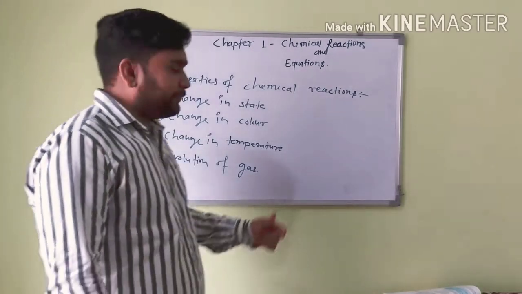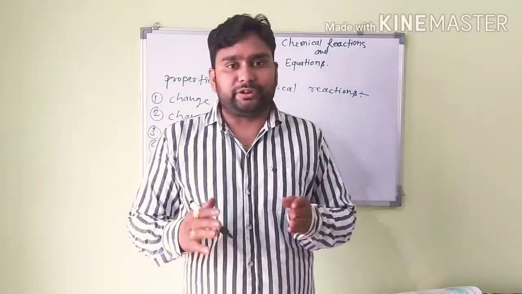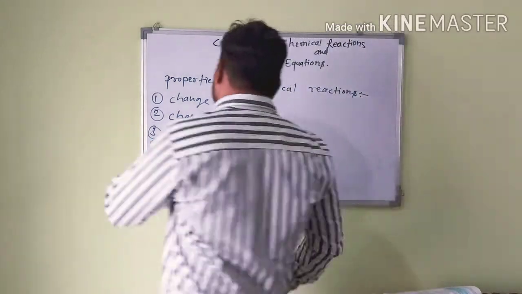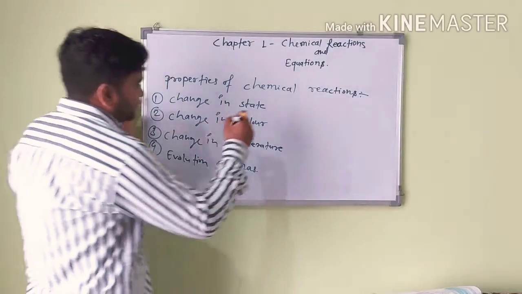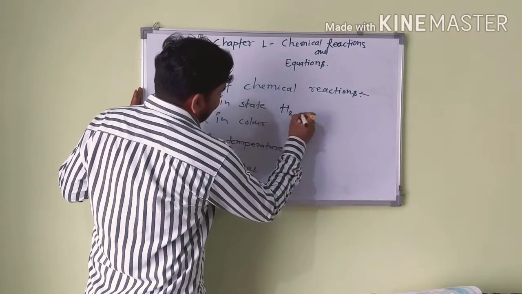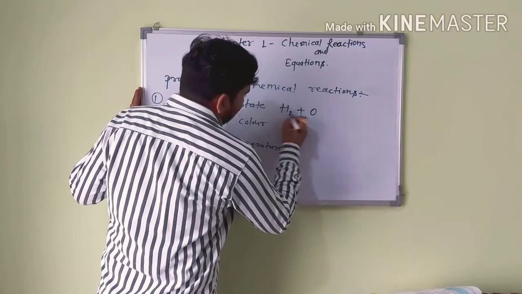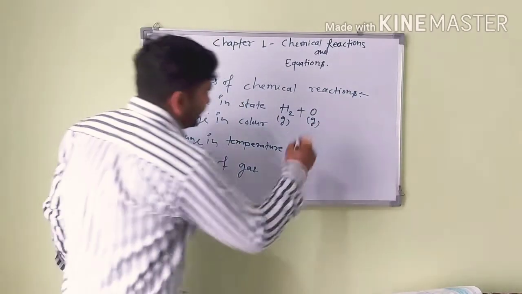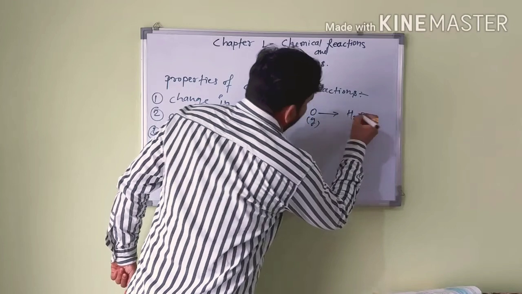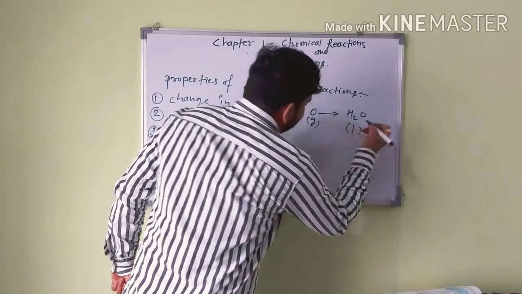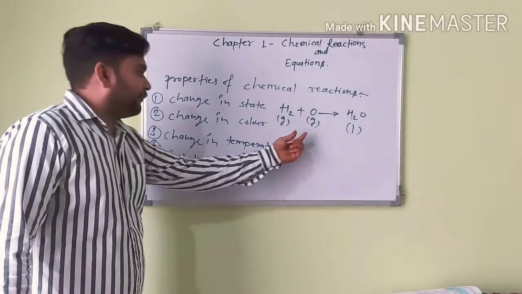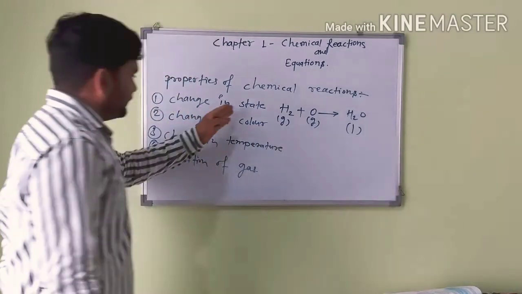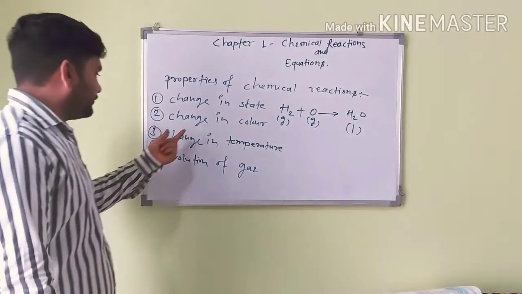When a chemical reaction is done anywhere, these things occur. For example, hydrogen and oxygen are both gases, and they react with each other and make H2O, which is a liquid. That is, two gases react to each other and make one liquid. This is an example of change in state. The state is changed.